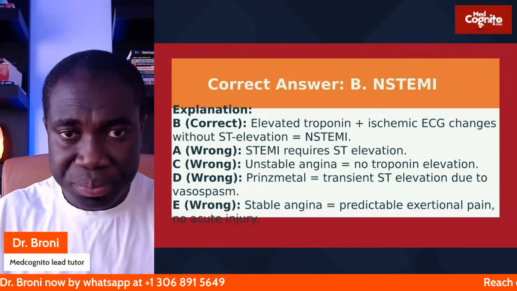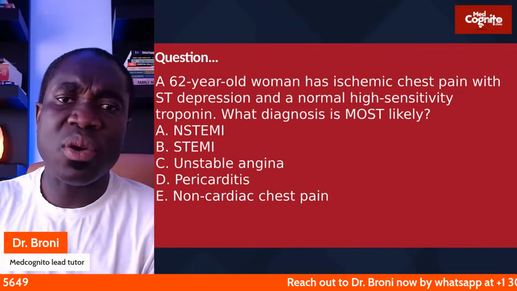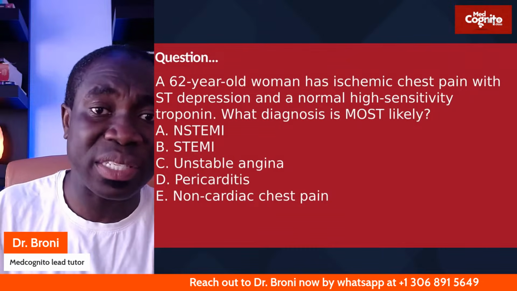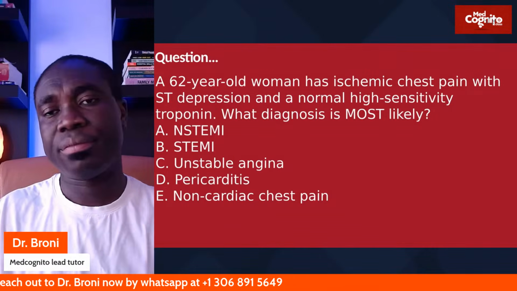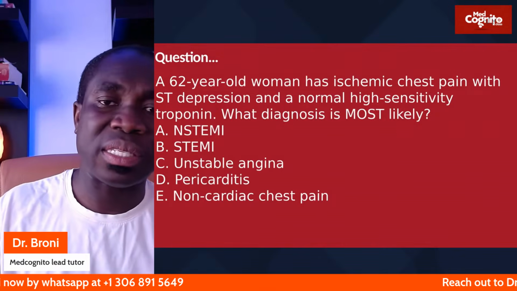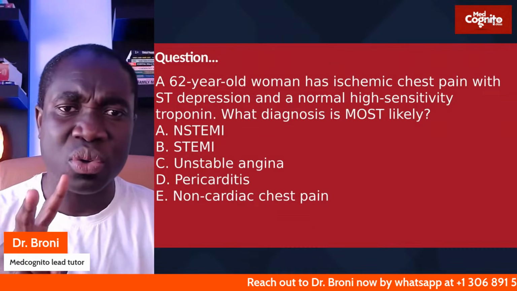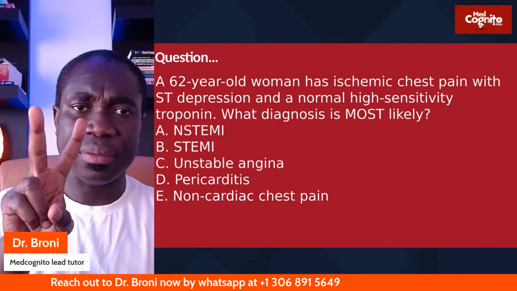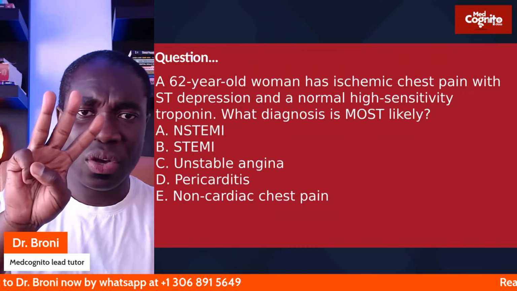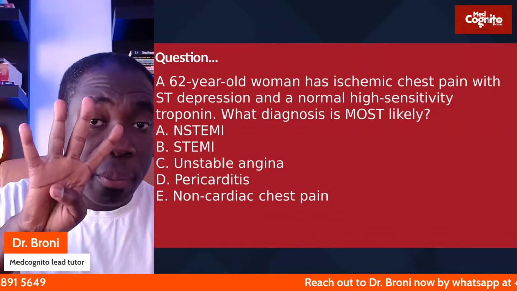Okay, awesome. Now let's move on. I have another question. You have a 62-year-old woman who has ischemic chest pain with ST depression and normal high sensitivity troponin. What diagnosis is most likely? Number one, ischemic chest pain. Number two, ST depression on ECG. Number three, troponin level is normal.